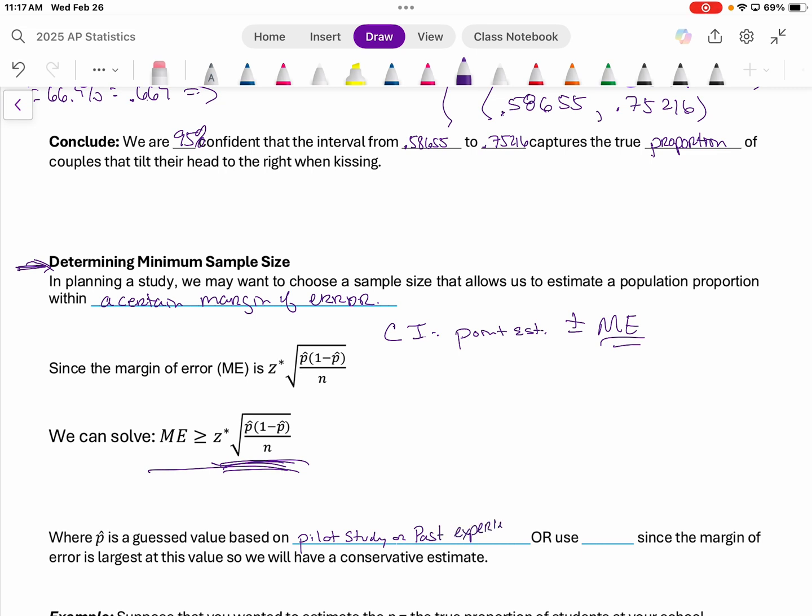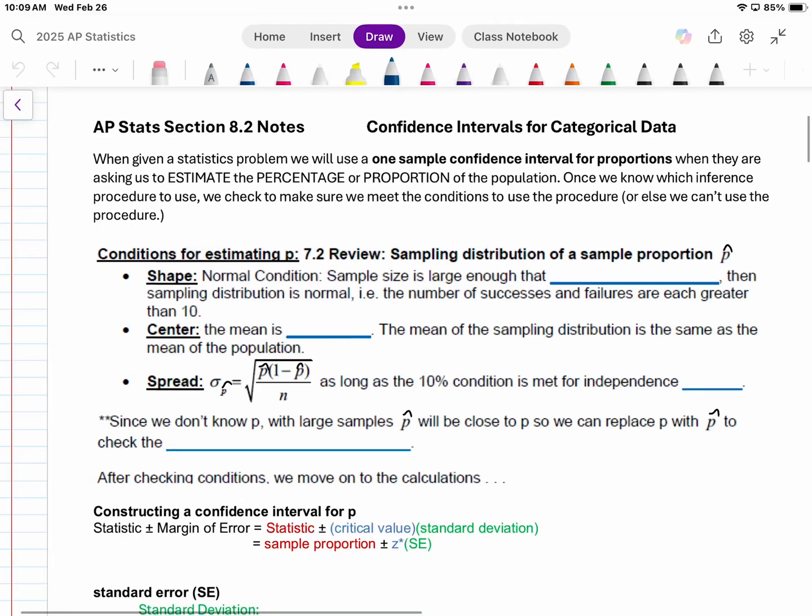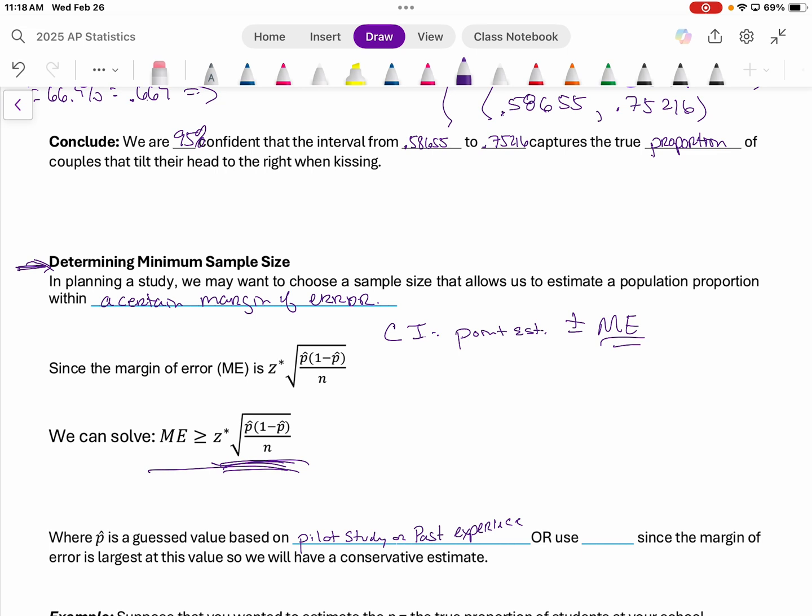Again, the problem would basically say, hey, what's the minimum sample size I need to have a 5% margin of error? And they would say, based on a previous study, this is what the sample proportion was. Okay, so they're going to tell you that. Or if they don't tell us anything, like based on past experience or a previous study, we use 0.5. We use 50%. Okay? So quick part of that there.